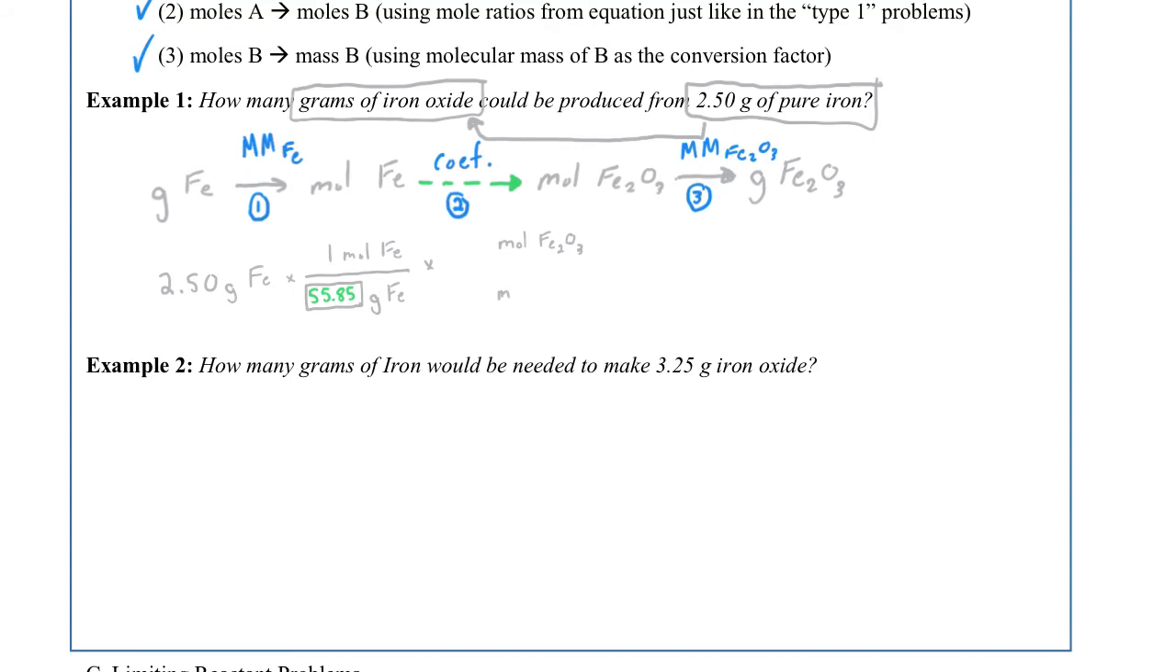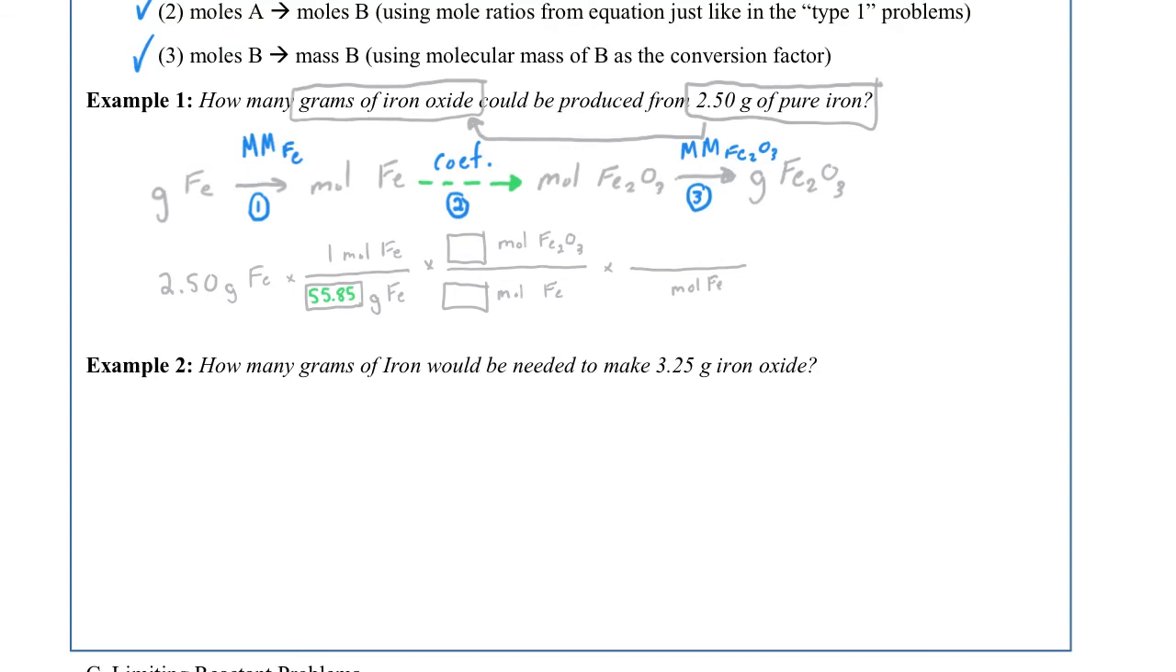Now here in the second step, we're converting between moles of iron and moles of iron oxide. So moles of iron oxide is our destination. That's where we're going next. So that unit will be on top. And moles of iron is on the bottom. That's where we're coming from.